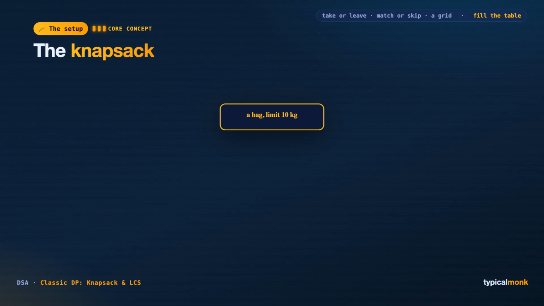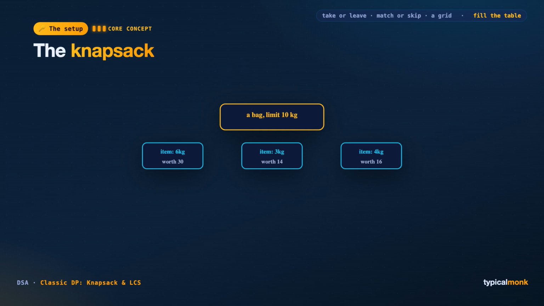Without it, you would simply take everything. And you have a set of items, each described by two numbers, its weight and its value. One item might weigh 6 kilograms and be worth 30. Another might weigh 3 kilograms and be worth 14. Another 4 kilograms worth 16. The weights tell you how much of your precious capacity each item consumes, and the values tell you how much you gain by taking it.